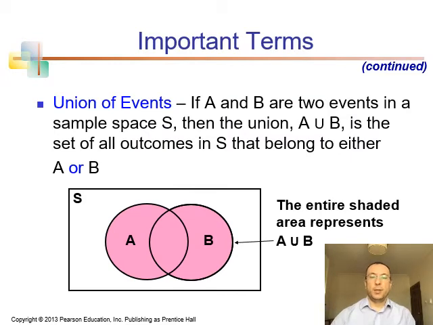Now, union. A union B. That means either A or B has happened, or it can be both. Now, this is A, this is B, and this area is, for example, A intersect B, but we are looking for A union B, so that will be all the A and all the B. So A and B all together will give us the A union B.